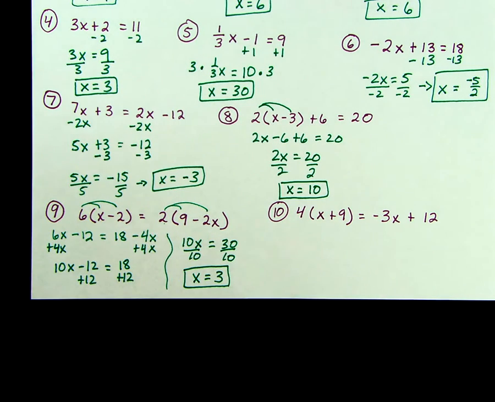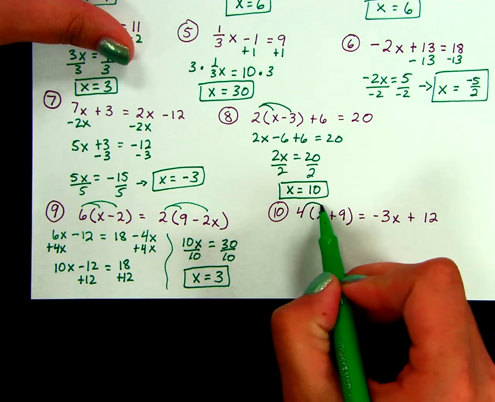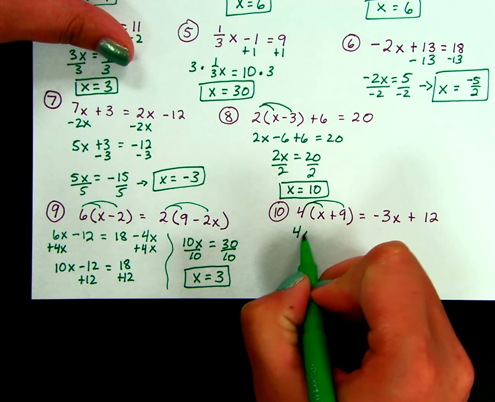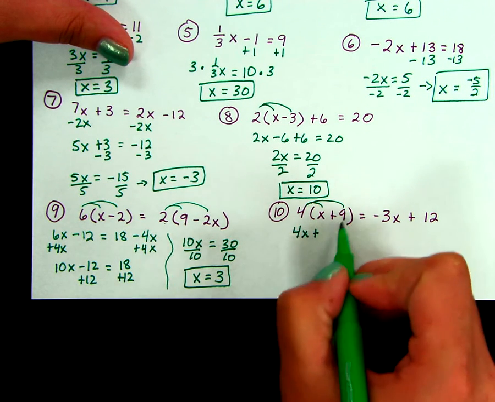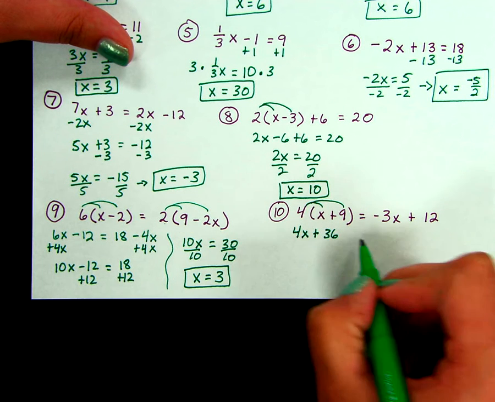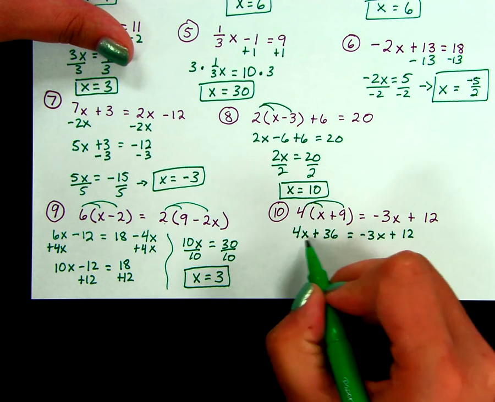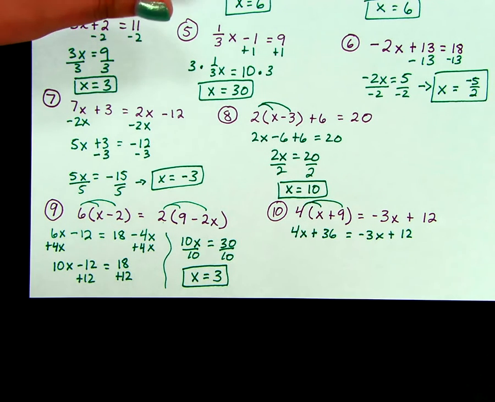All right, last problem. So again, we have this grouping symbol. So that means that we need to distribute to start with. So we have 4x plus, and then 4 times 9 is 36, equals negative 3x plus 12. Again, x is on each side, so we have to do what we were doing before.